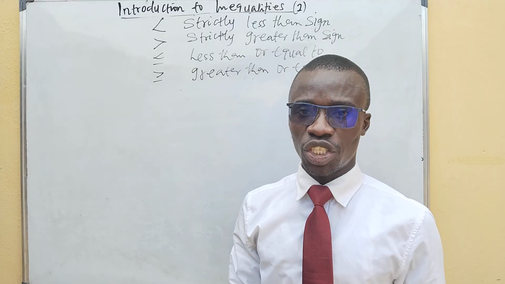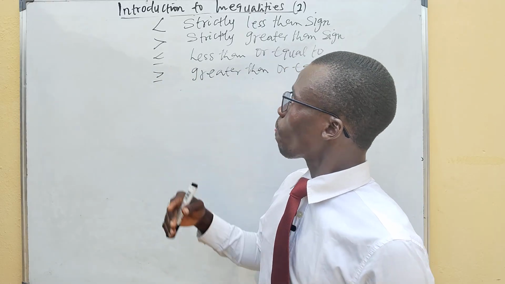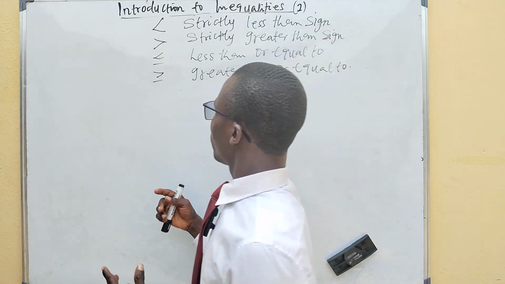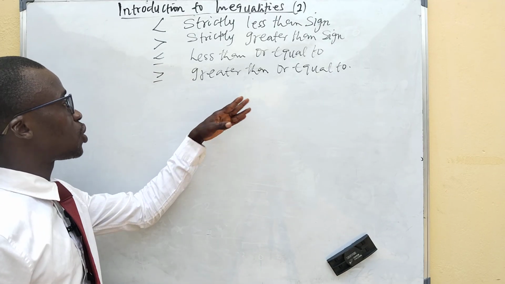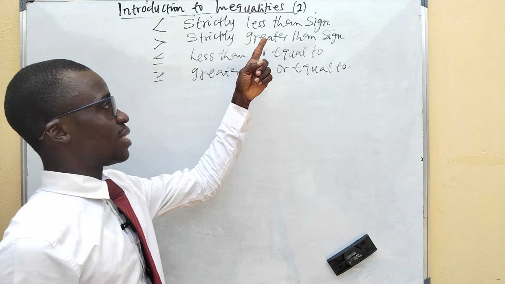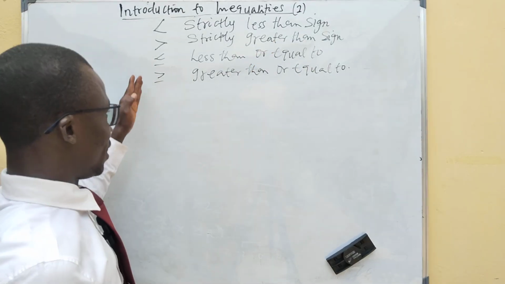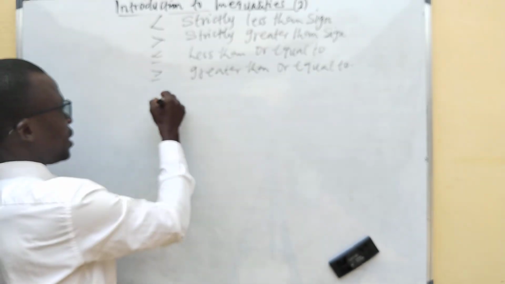So, we want to have a continuation to that very part, that very topic. Today, at this moment, we want to look at these signs and their interpretations. This is the strictly less than sign as it is read. Now, what do I mean by this?